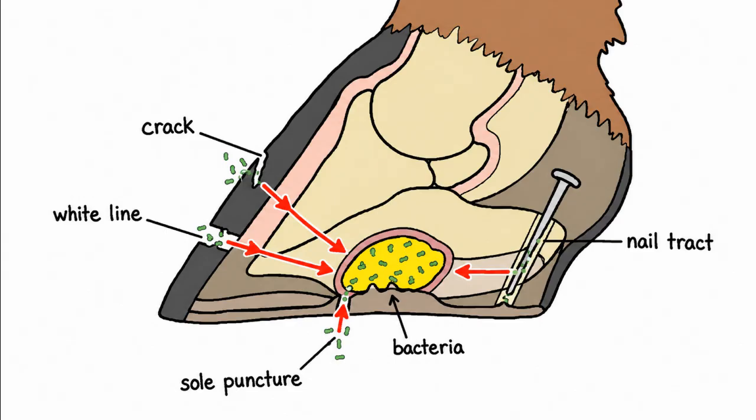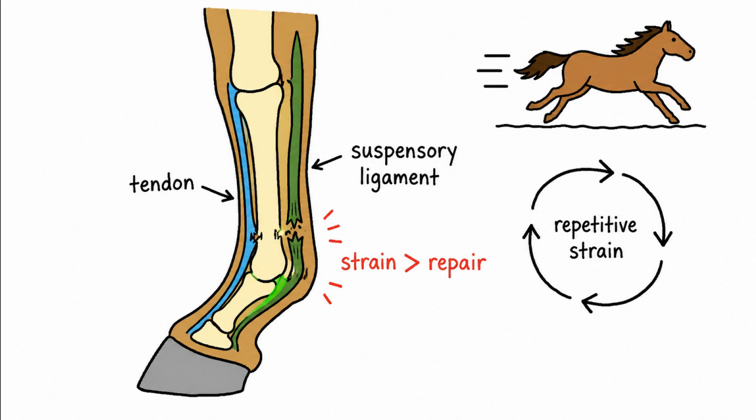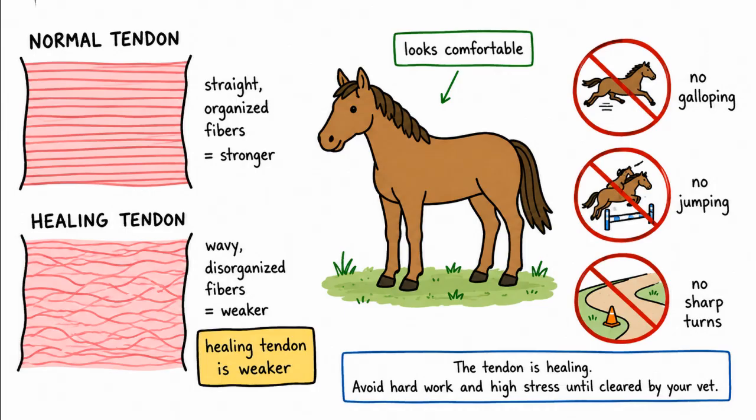A hoof abscess forms when bacteria enter through a crack, white line defect, nail tract, or sole puncture. Pus becomes trapped beneath rigid horn, causing severe pressure and dramatic single-limb lameness. Tendons and ligaments fail when repetitive strain exceeds repair capacity. Collagen fibers tear, followed by hemorrhage, edema, and inflammation. Healing tissue is initially weaker and less organized than normal tendon, so a horse may look comfortable before it is ready for galloping, jumping, or sharp turns.